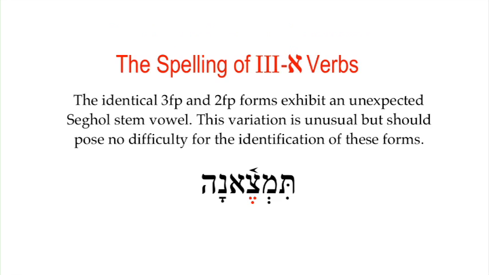One other feature that you need to be aware of with the third Aleph verbs, you'll see on your screen. The identical 3FP and 2FP forms exhibit a slightly unexpected Segol stem vowel. This variation is unusual in terms of what you might normally expect, but it should pose no difficulty for the identification of these forms. Why? Because the preformative and subformatives remain unchanged. The only difference is the stem vowel is shifted from an A class to an E class.